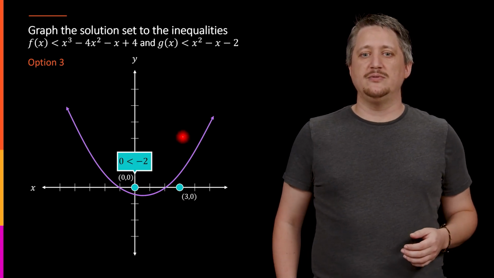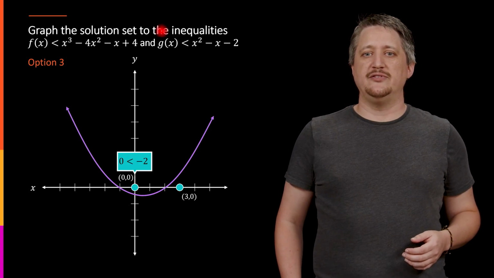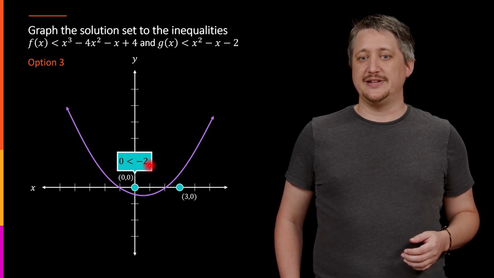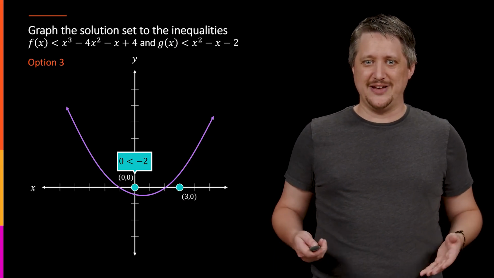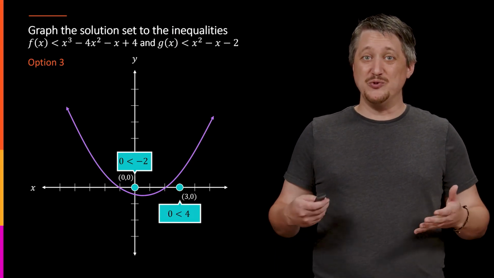So the y value, right, is 0. So I'm going to have 0 less than. And then I plug in 0 for x and calculate. I get something like -2. That's not the right value, right? So this is not true.